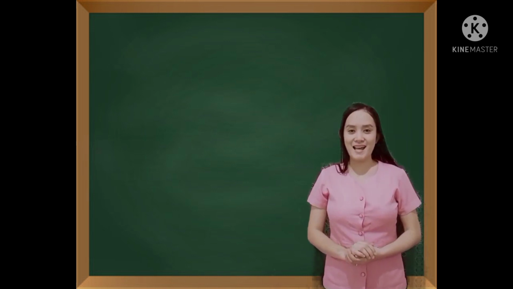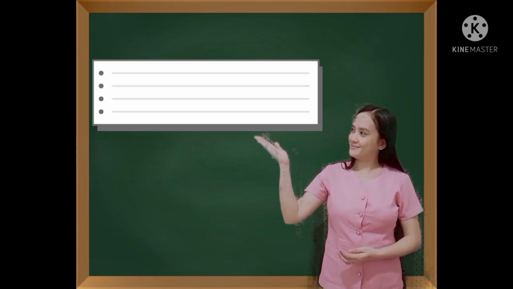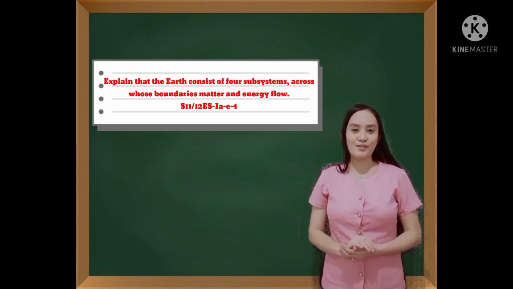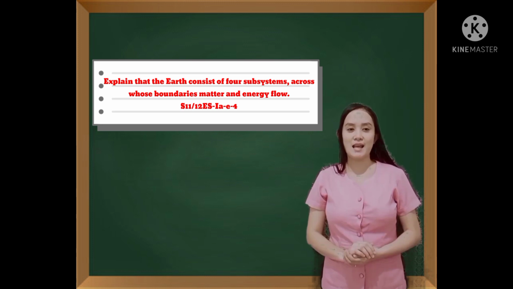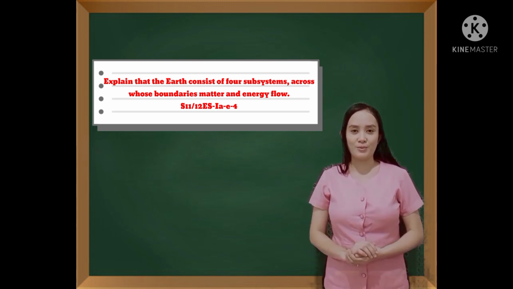After going through this lesson, you are expected to explain that the Earth consists of 4 subsystems, across whose boundaries matter and energy flow.